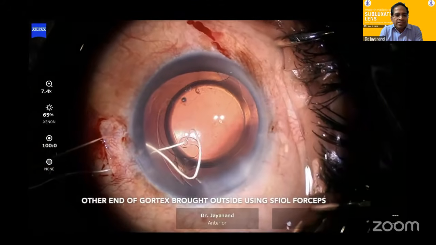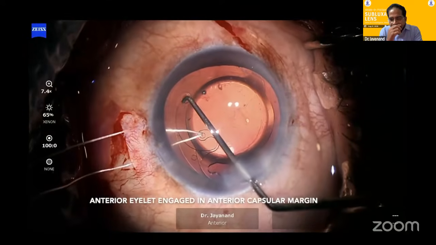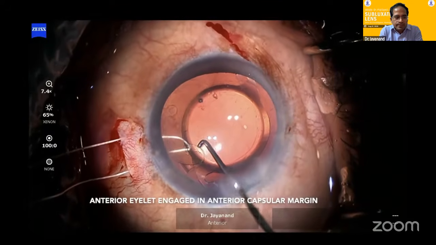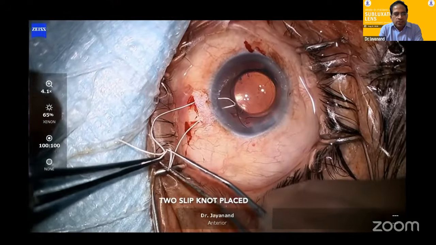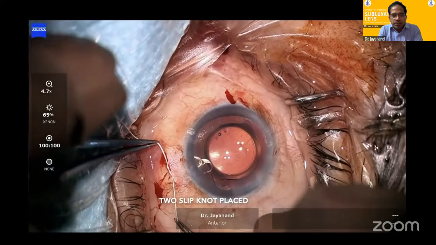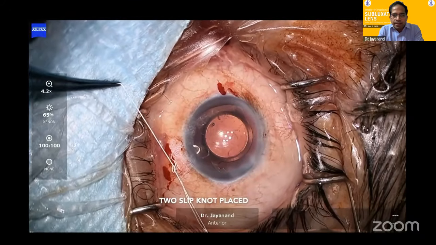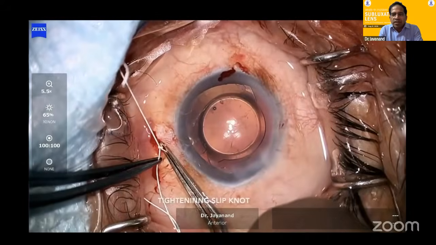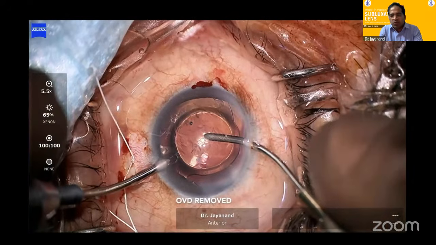So after exteriorizing both the ends, I am just positioning the CTS in the intended axis. So now I'm placing the slip knot that basically helps in titration at the end of the surgery. So after doing that, the viscoelastic was removed from the anterior chamber.